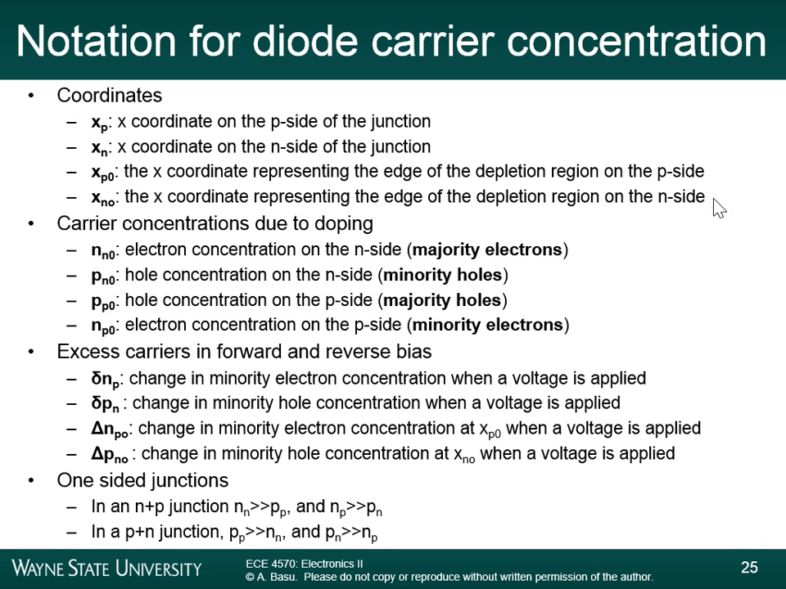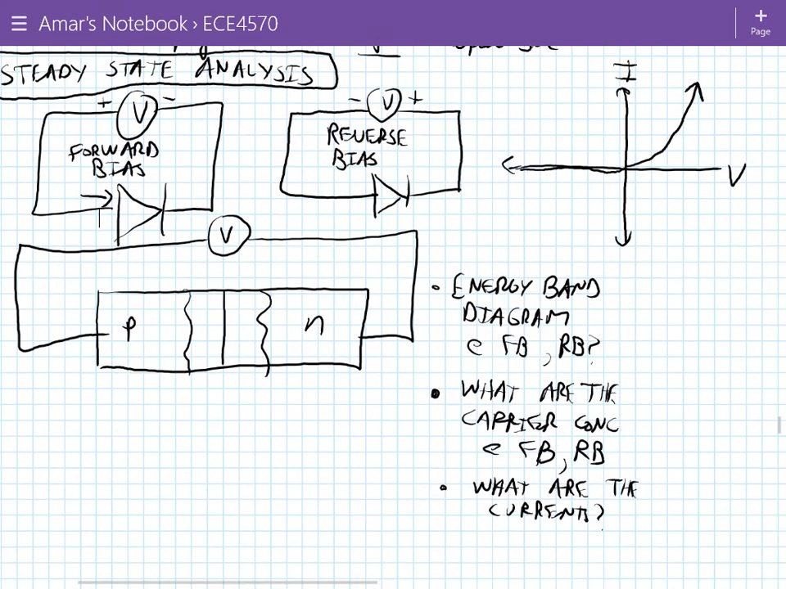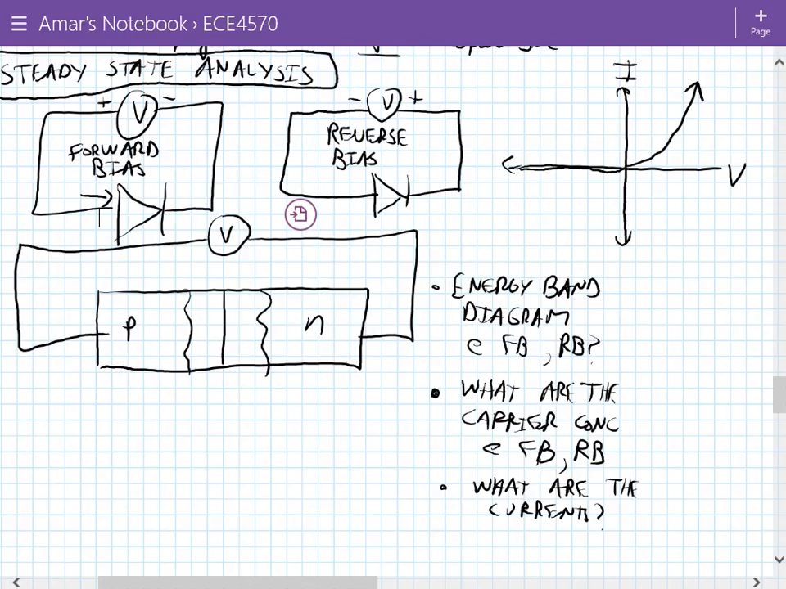We have about 6 minutes left. This is something we're going to come back to next class, but it's a good idea to get started on it now, because there's a lot of notation and some concepts here, and it's helpful if you see it once and then see it again next class period. We're going to talk about what happens to the carrier concentrations. We answered the question of what the energy band diagram looks like at forward bias. Now we're going to talk about what the carriers are doing at forward bias, and eventually what the corresponding currents are.